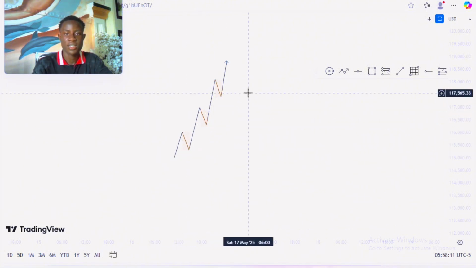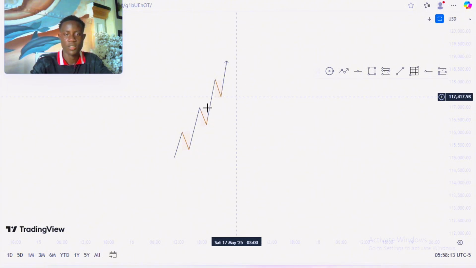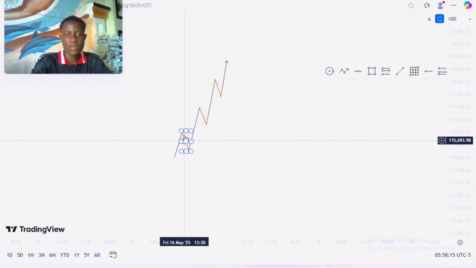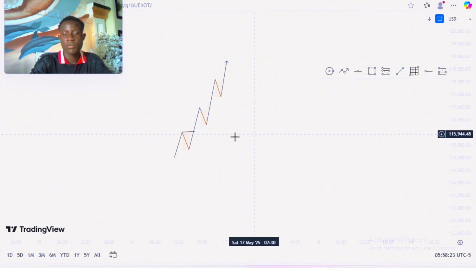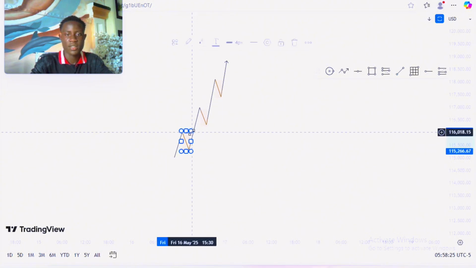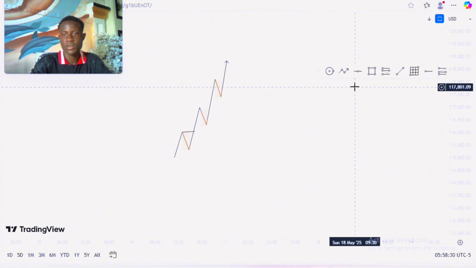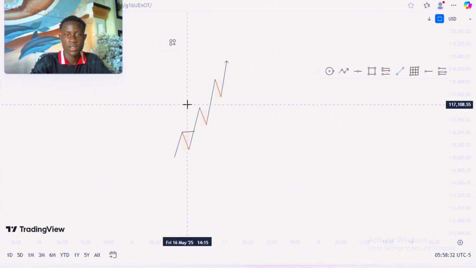But as an advanced trader, if you already understand market structure, this is a pullback. When the market makes a pullback and breaks this structure, it's simply called a break of structure. So this is another example. This is also called a break of structure.